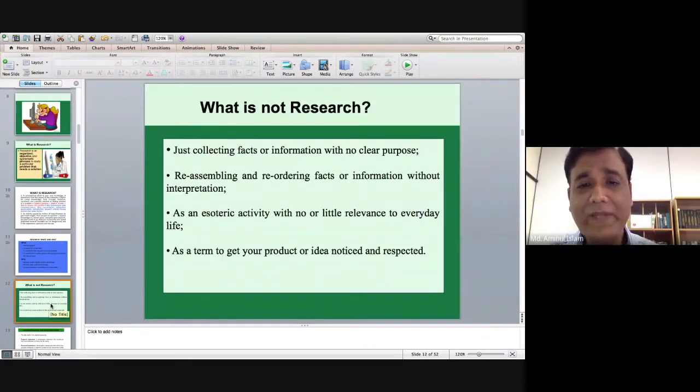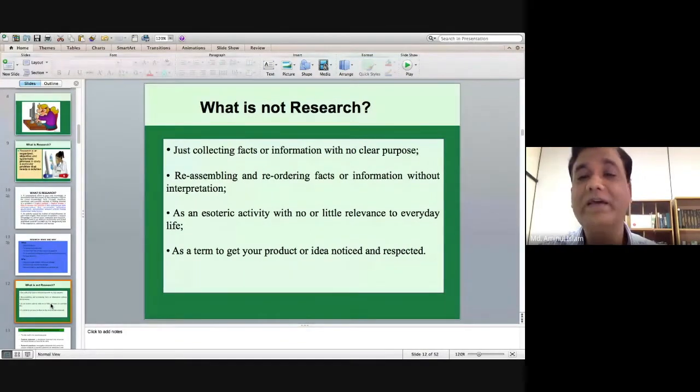Let me clarify some other issues, for example, what is not research. Sometimes we conduct certain things that we think are research, but actually they are not. Just collecting facts or information with no clear purpose is not research.